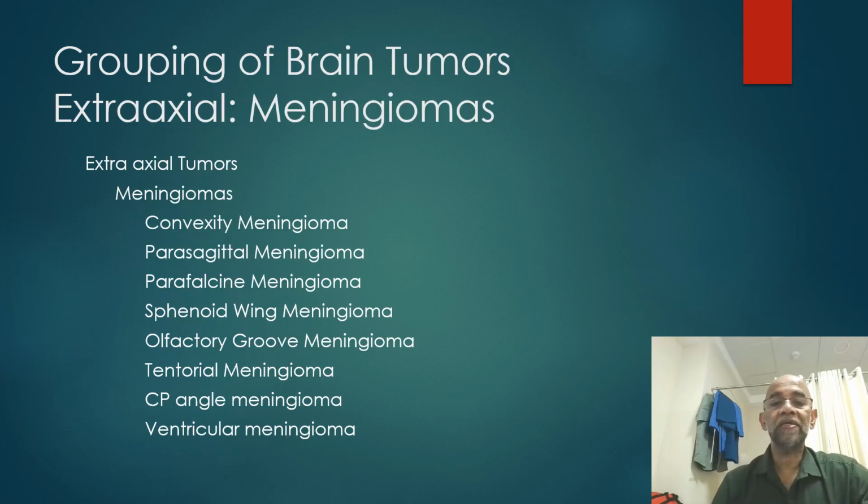The commonest extraaxial brain tumors are meningiomas. Meningiomas usually arise from the arachnoid layer of the meninges. They are usually classified depending upon their location. Meningiomas over the convexity of the skull are called convexity meningiomas. Parasagittal meningiomas occur adjacent to the sagittal sinus. Parafalcine meningiomas are meningiomas which arise from the falx cerebri.